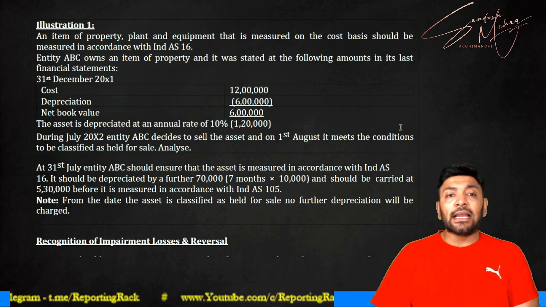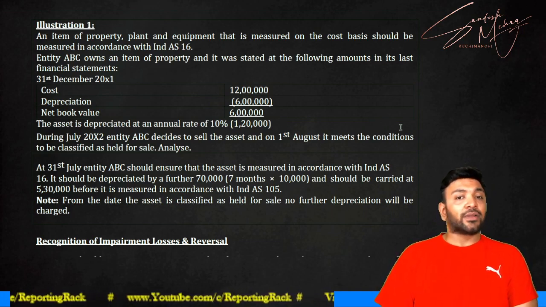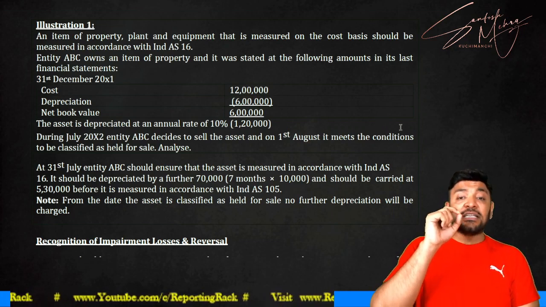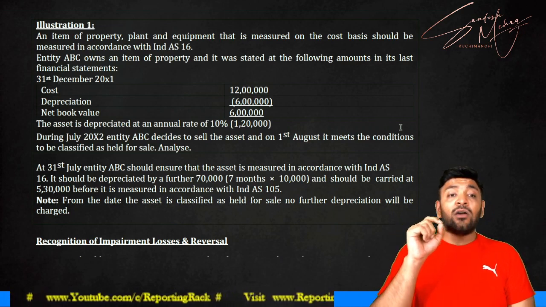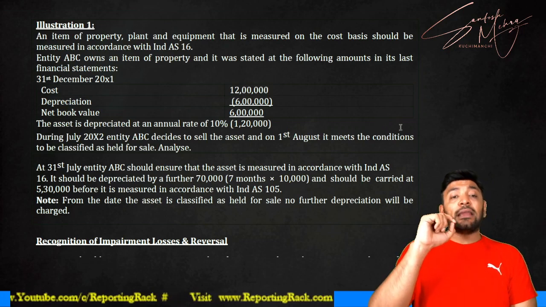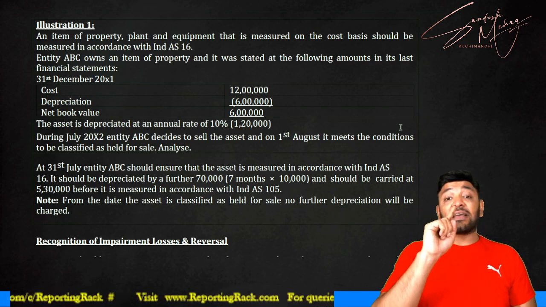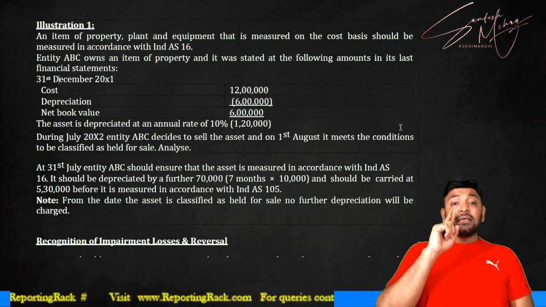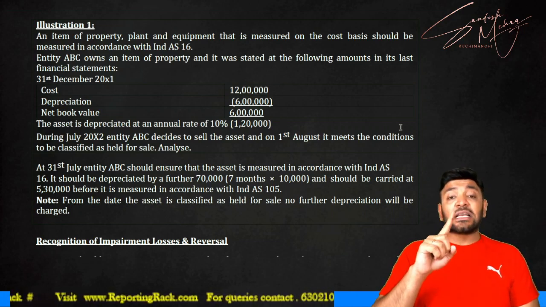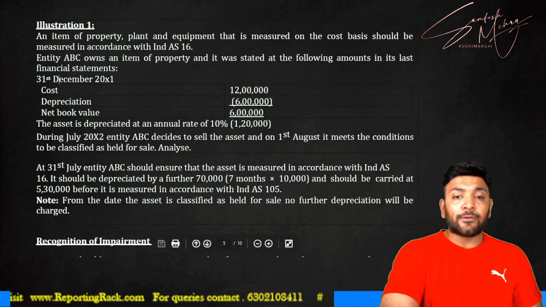Analyze. Guys, these financial statements were drafted up to 31st of December. Correct? Now, when is he classifying it as held for sale? The conditions necessary for classification of held for sale were satisfied on 1st of August. That means during the year, I've used this asset for 7 months. So on the date of discontinuance, what is the carrying value of the asset? Now, let's calculate and check.